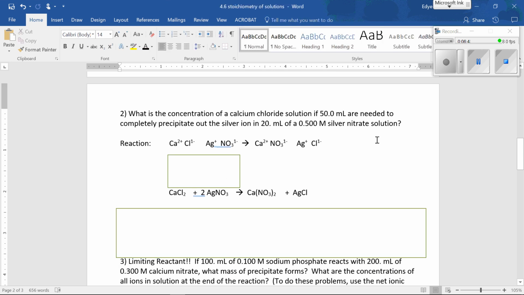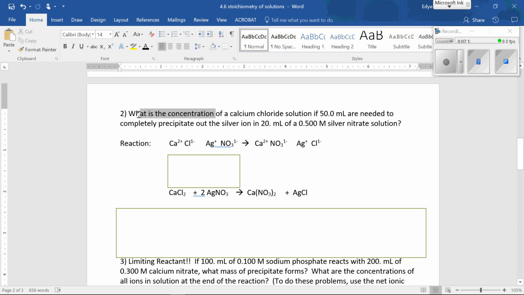Okay, now I'm going to put the information that was given from the question above each chemical in the reaction. So 50 mils, which does the 50 mils go with? 50 mils of this solution here. So I will put the 50 mils above the calcium chloride. I'll put the 20 mils and the 0.5 molar above the silver nitrate.